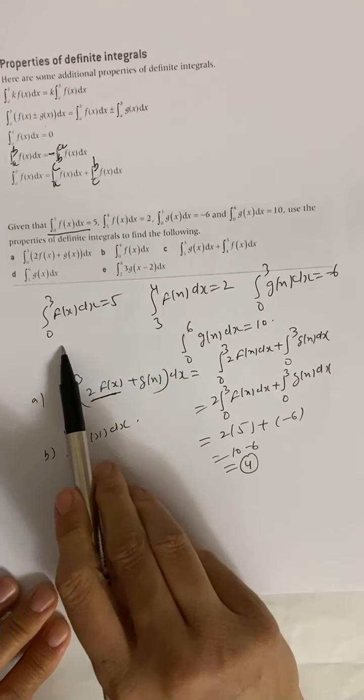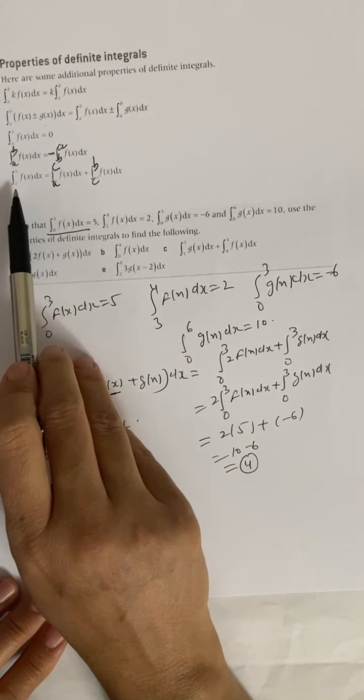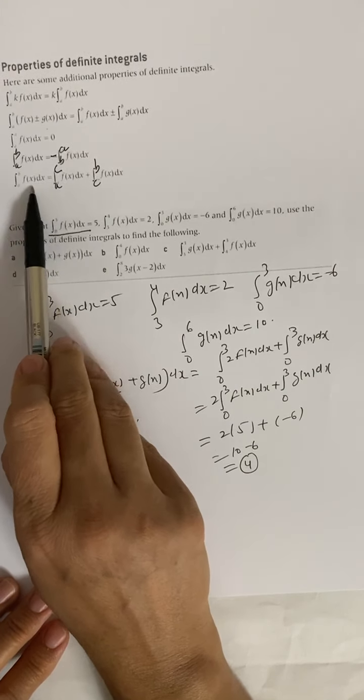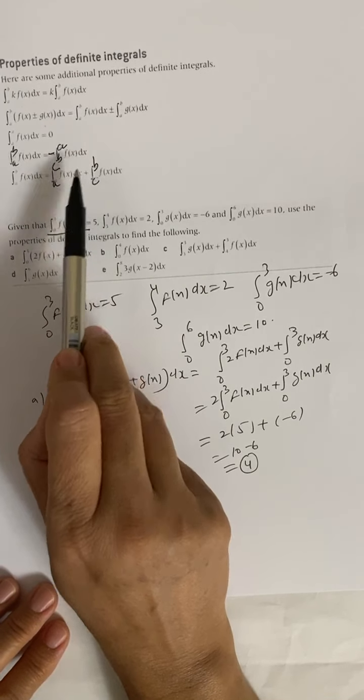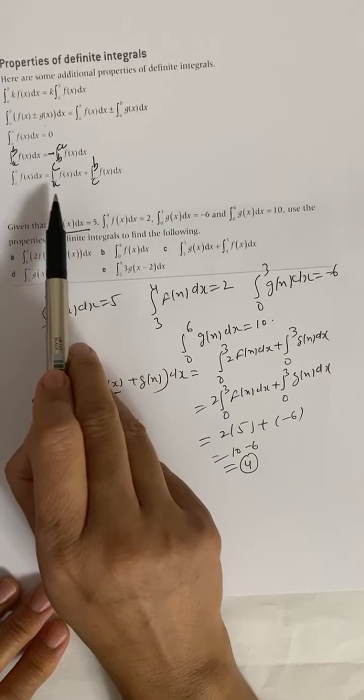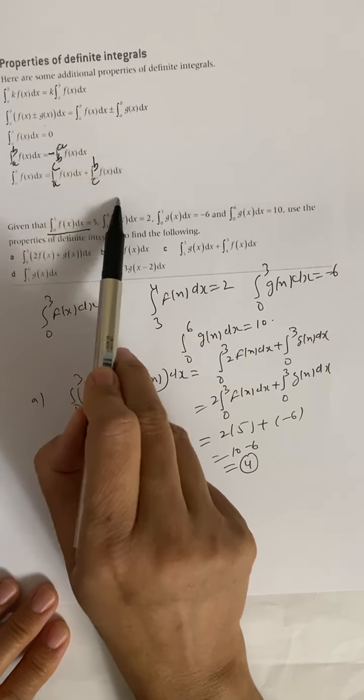Now if I look at the values, it's given 0 to 3 and then 3 to 4. So I'm using this property. When you have the integral from a to b of f(x) dx, you can always introduce a c which is between a and b. So then the integral from a to b of f(x) dx is the same as a to c of f(x) dx plus c to b of f(x) dx.